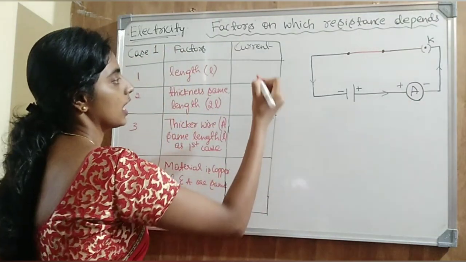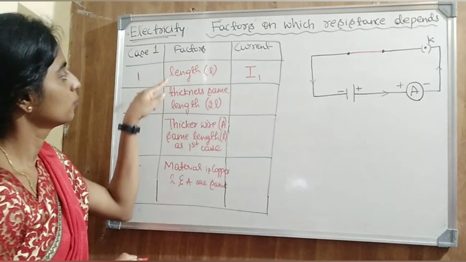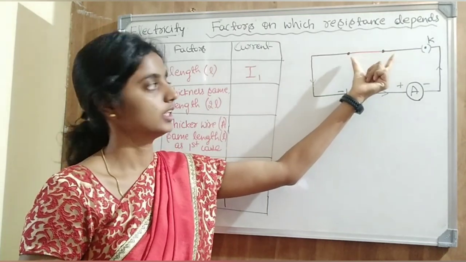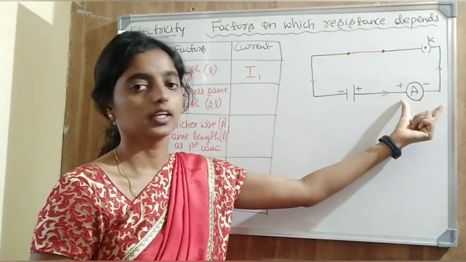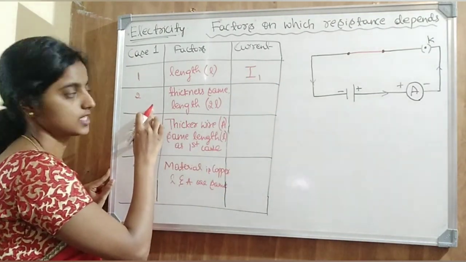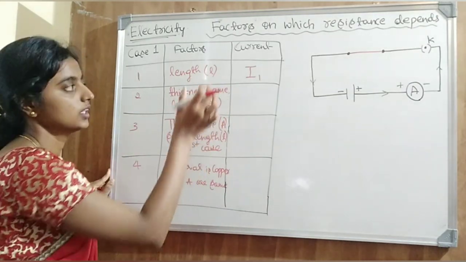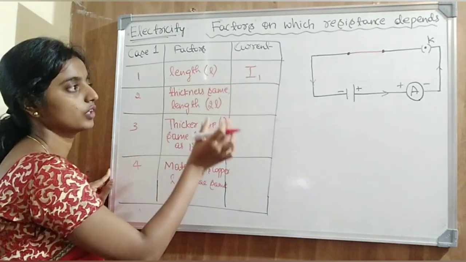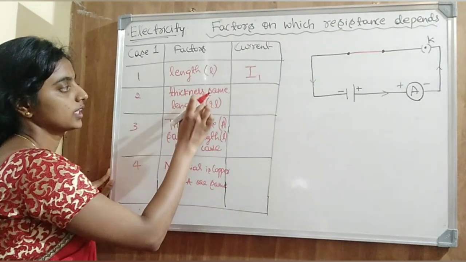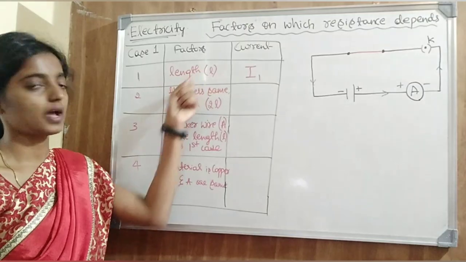Let us take it as I1. What is our first case? We took some length of nichrome wire and connected it in between here, and we took the reading of current, let it be I1. And the second case is, with the same wire we need to increase the length. What happens? Length will become 2L. Thickness is the same here. Only we change the length. The thickness of the wire is the same as the first case.